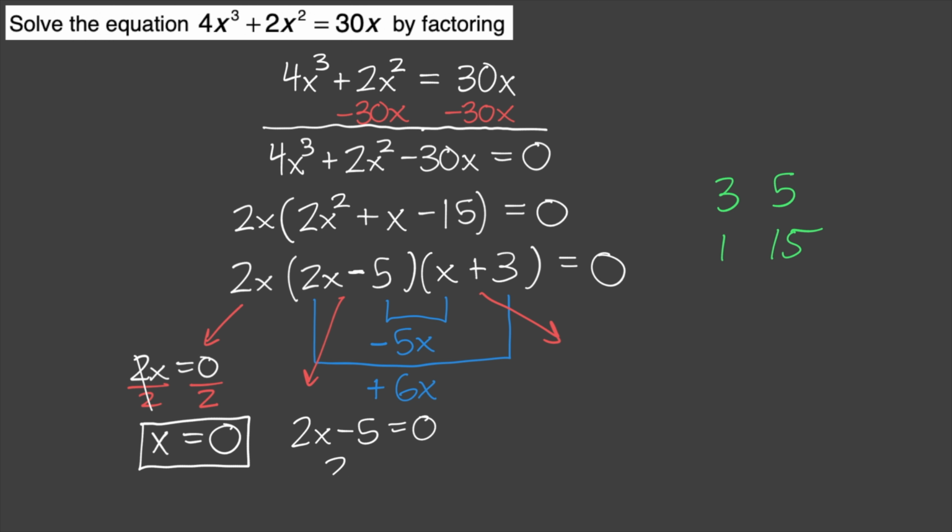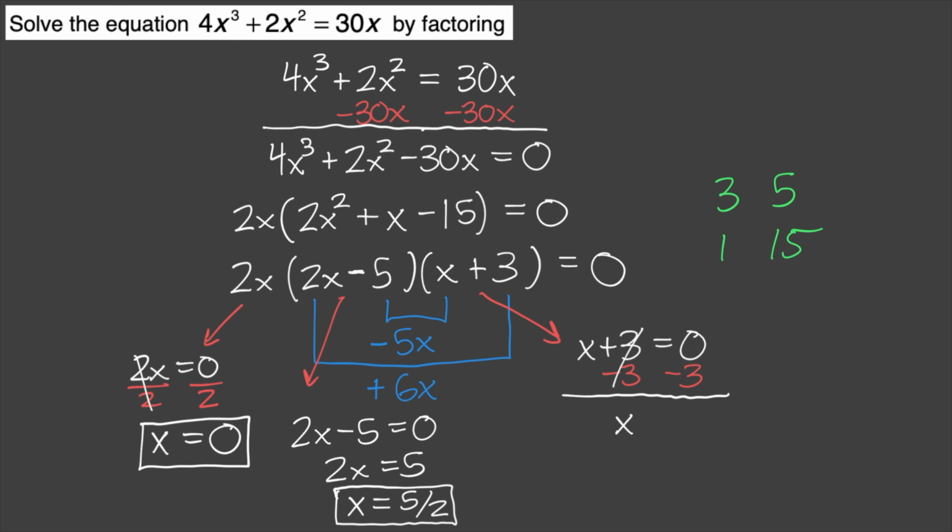Next, we have 2x minus 5 equals 0. We add the 5 over. So 2x equals 5. Then we divide by 2. X equals 5 halves. So there's our second answer. And then lastly, we have x plus 3. We'll set that equal to 0. We'll move the 3 over. The 3's cancel and we get x equals -3. All right, so these are our three answers: x equals -3, 5/2, and 0. They all satisfy this equation here.